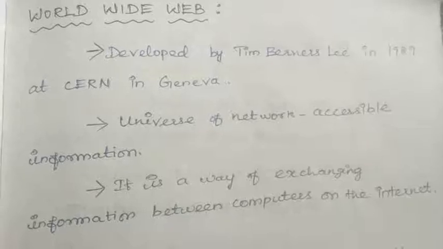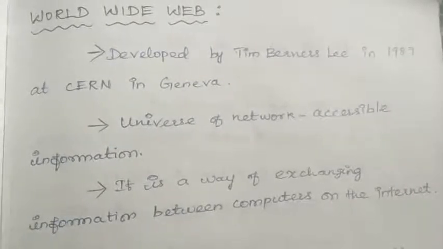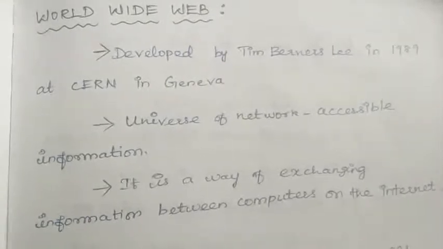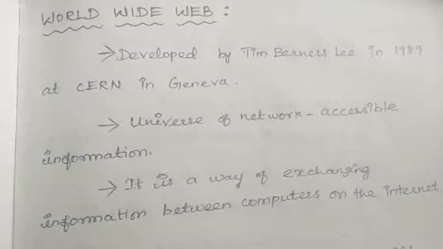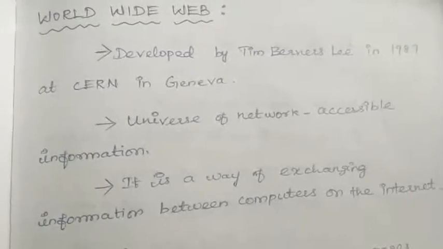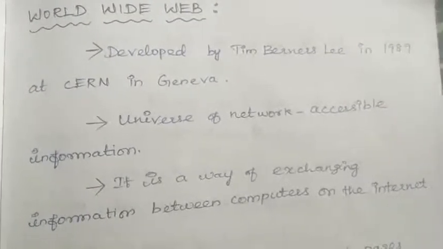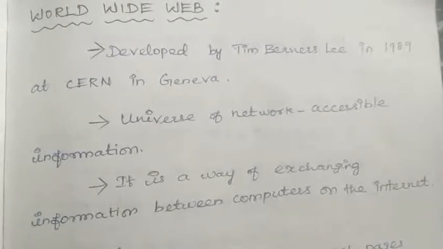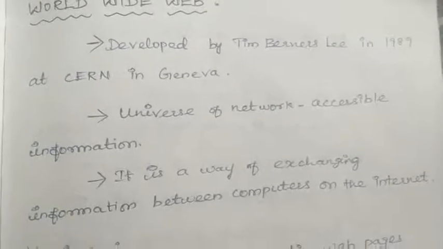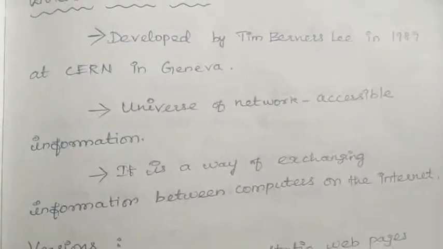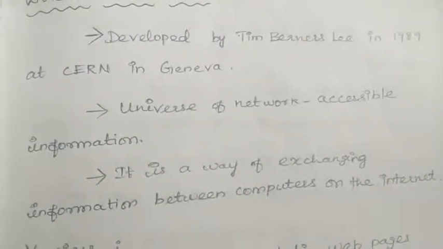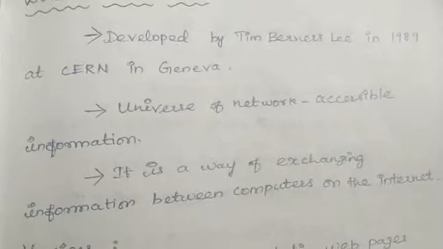Today I am going to discuss the topic of World Wide Web. What is World Wide Web? All the resources and the users on the internet that are using hypertext transfer protocol is called World Wide Web. It was developed by Tim Berners-Lee in 1989 at CERN in Geneva. World Wide Web is the universe of network accessible information. It is a way of exchanging information between computers on the internet.